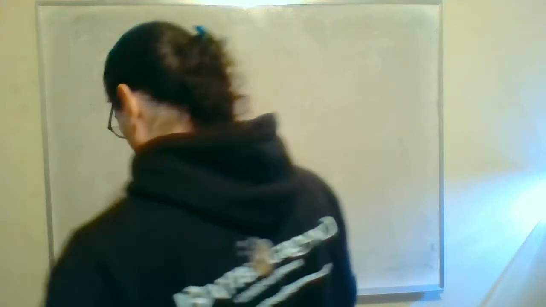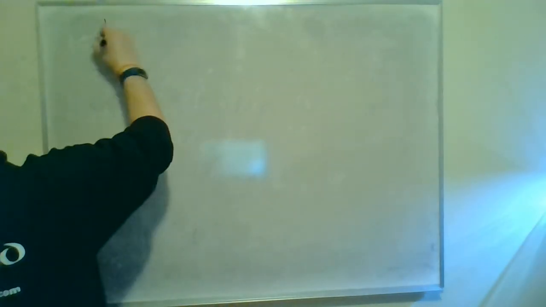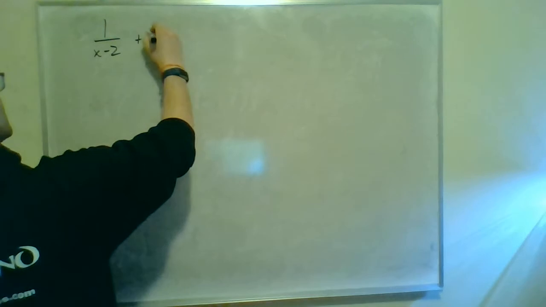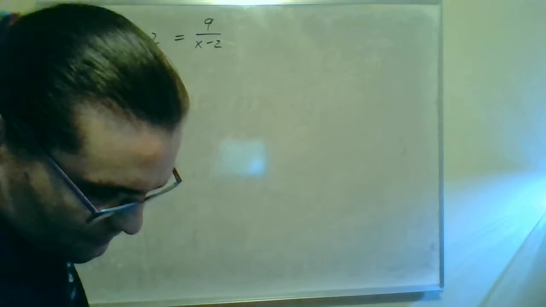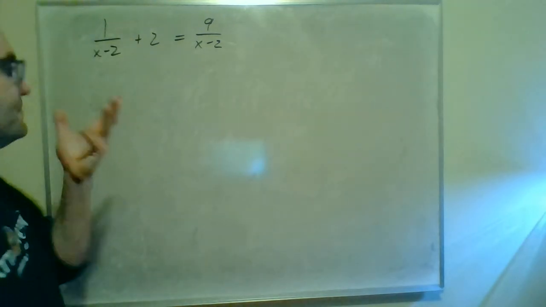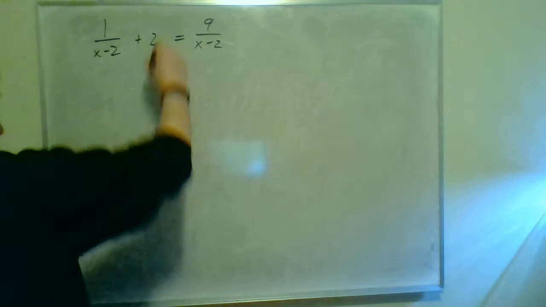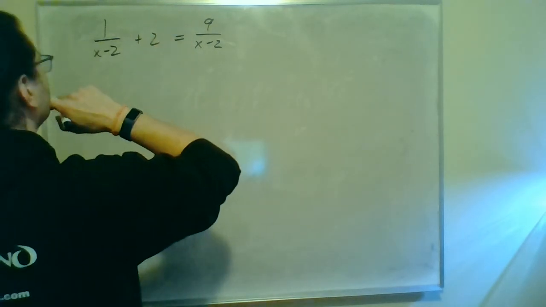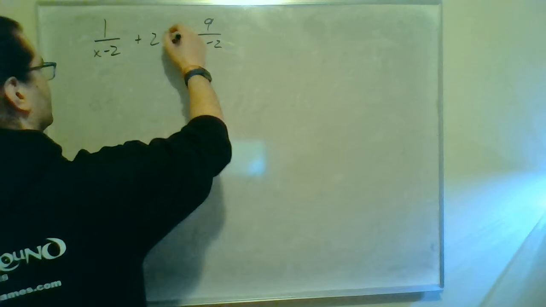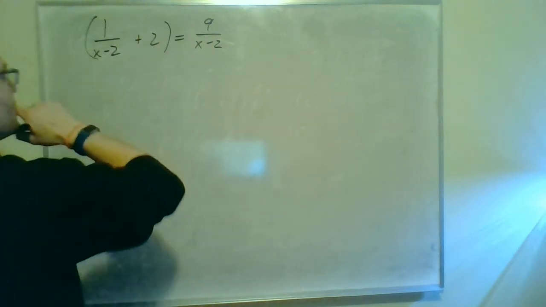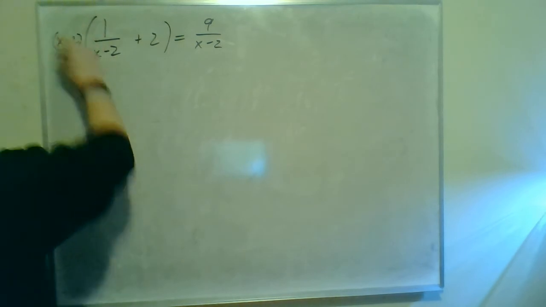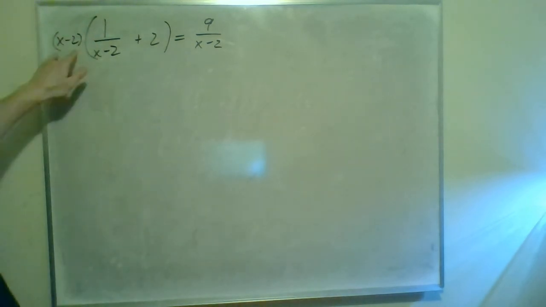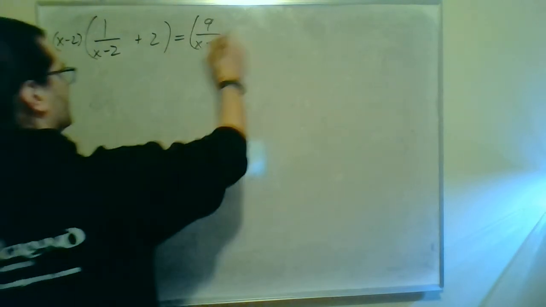Okay, what is the next one I want to do here? Let's look at 1 over x minus 2 plus 2 equals 9 over x minus 2. So for this one, the plan is still the same. We're going to multiply by, I erased the title. I usually don't erase the title. That's fine. I'll write it up when I'm done with this problem. The plan is always still multiply by denominators. In this case, that means we have to multiply everything by this quantity, x minus 2.